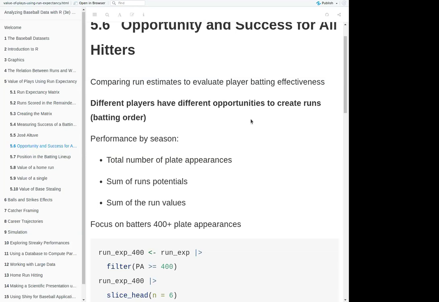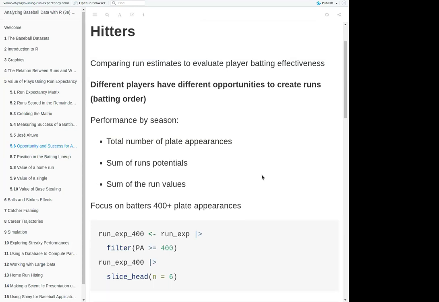First at bat, top of the inning, there's not going to be anyone on bases. So you really don't have that opportunity that somebody at third or fourth bat would, which we'll look a little deeper at later as well. So looking at performance by season, we can look at the total number of plate appearances, the sum of run potentials, and the sum of run values. That can hopefully give us a general view of these opportunities and what is done with the opportunities, the effectiveness.